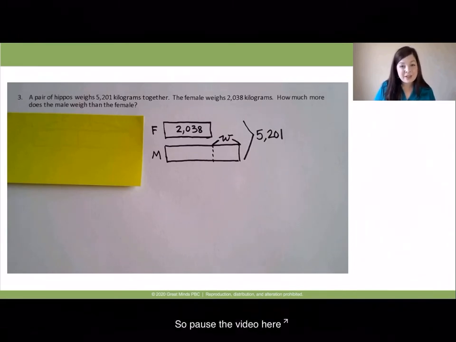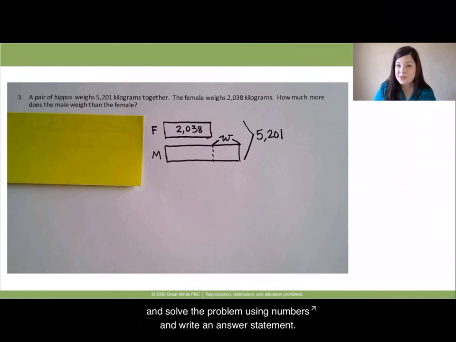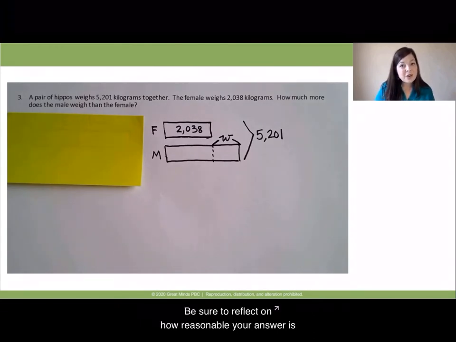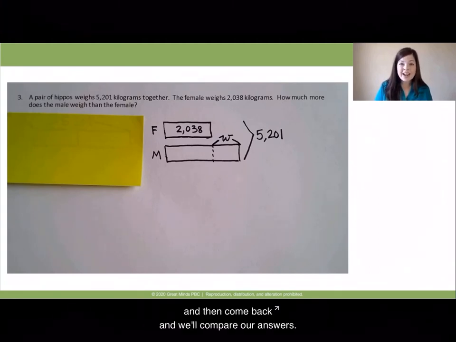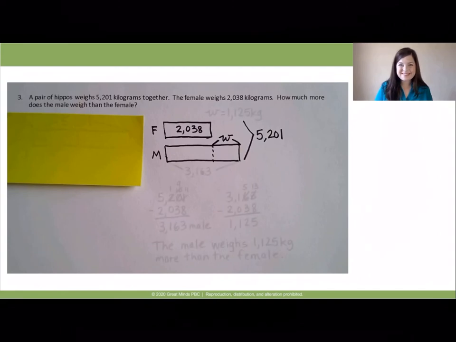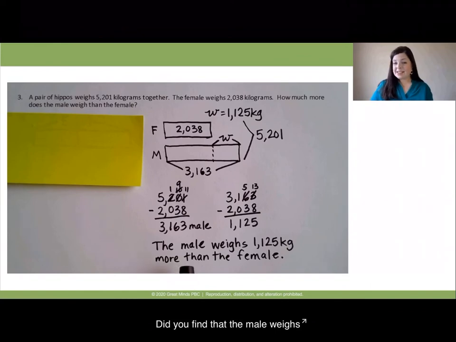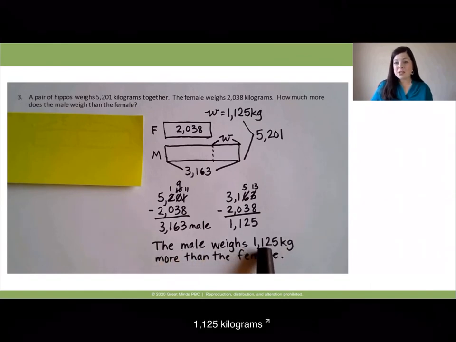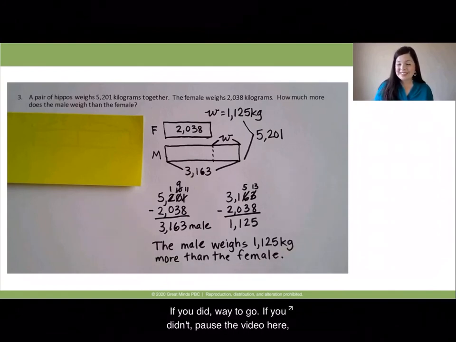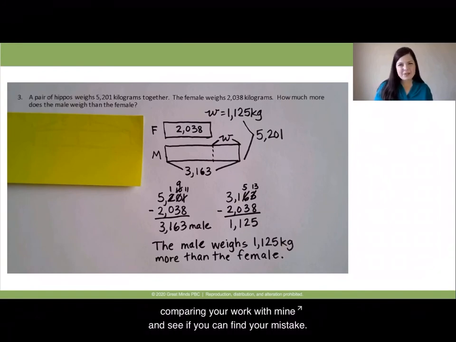So pause the video here and solve the problem using numbers and write an answer statement. Be sure to reflect on how reasonable your answer is, and then come back and we'll compare our answers. Did you find that the male weighs 1,125 kilograms more than the female? If you did, way to go. If you didn't, pause the video here, compare your work with mine, and see if you can find your mistake.